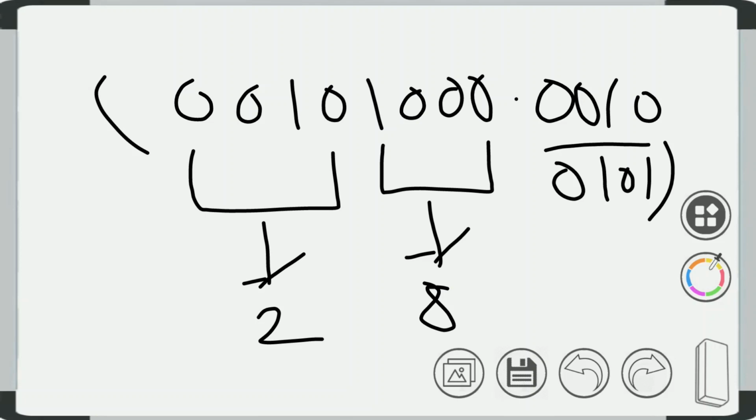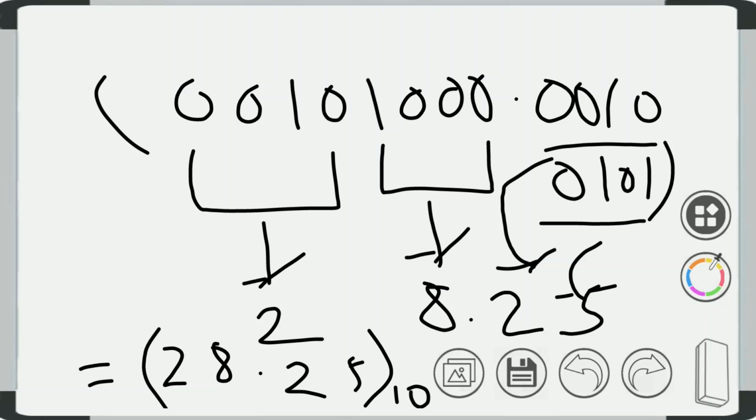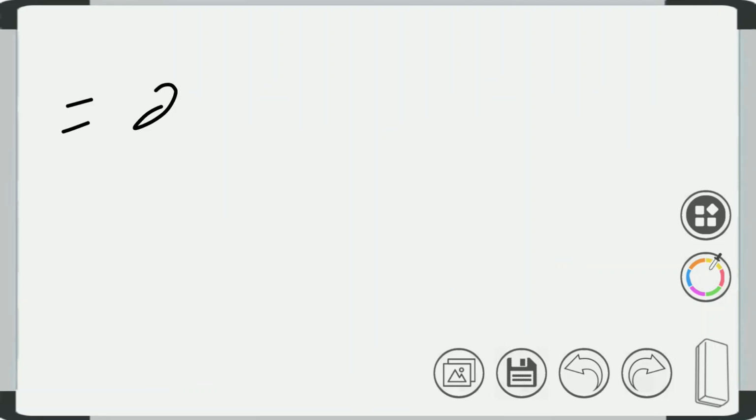Now you can see that this fractional part is 2 and this 0101 is equivalent to 5. So the equivalent decimal number is 28.25. So this is the equivalent decimal number system. Now from the decimal number system it is converted into its equivalent binary form.